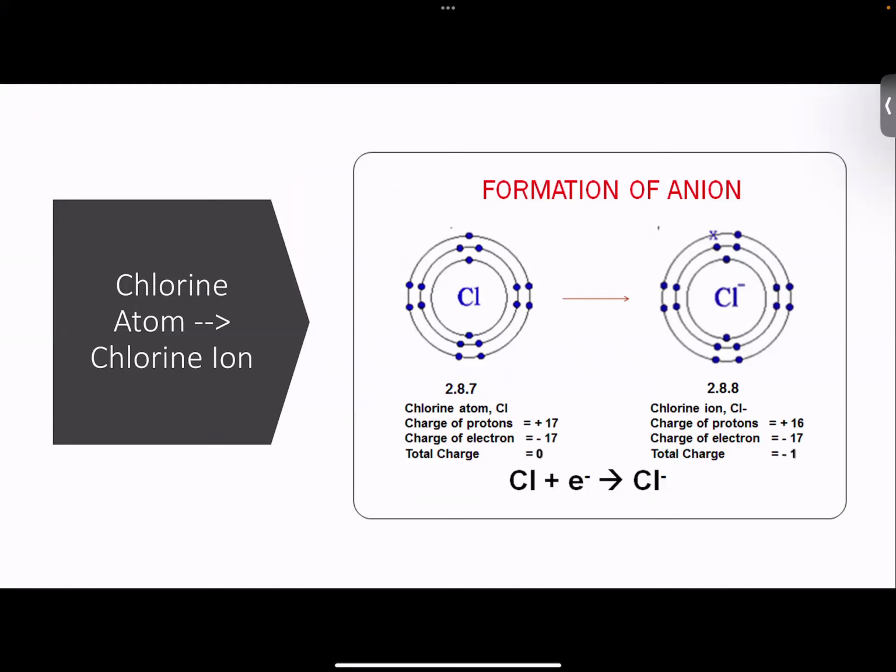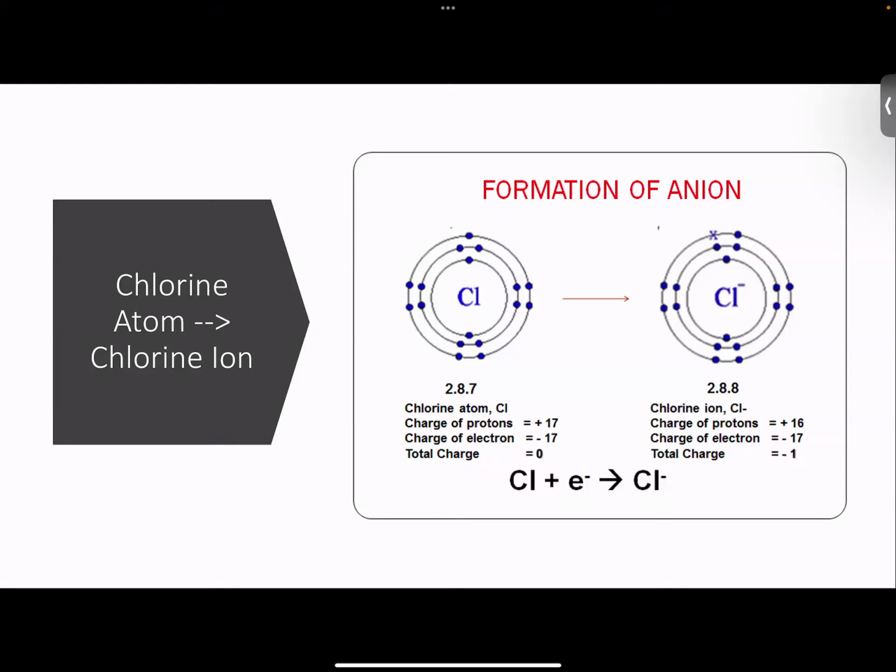When we do the formation of an anion, here is a chlorine atom. We have chlorine that has 17 protons. And if it is completely neutral, it'll have 17 electrons. The proton is positive, so that's a plus 17. The electron is negative, so that's a negative 17. A plus 17 and a negative 17 equals 0.